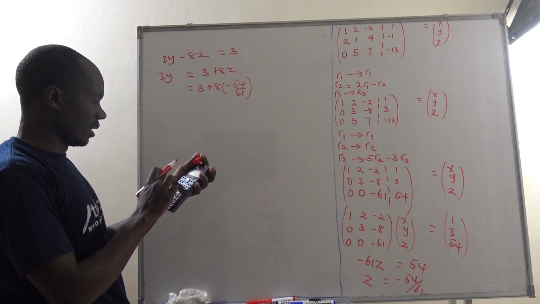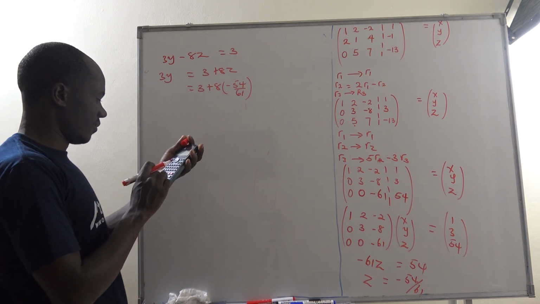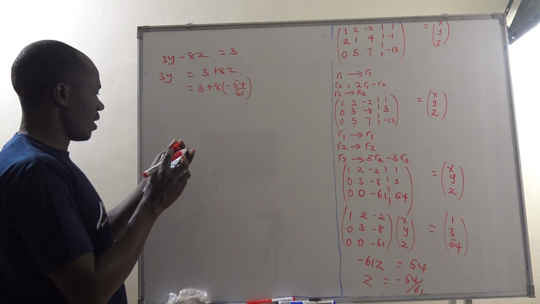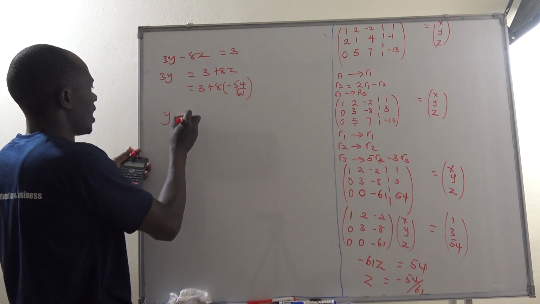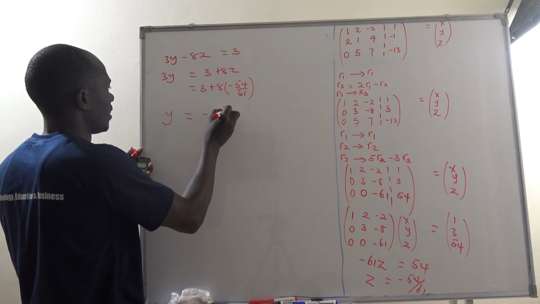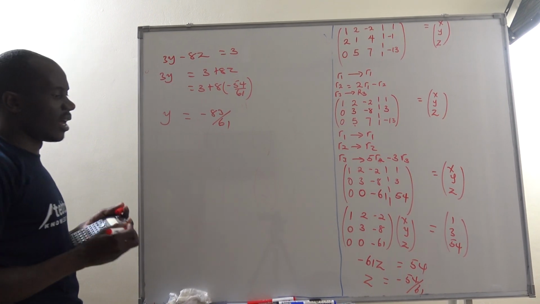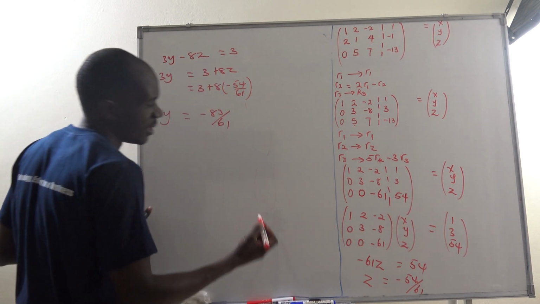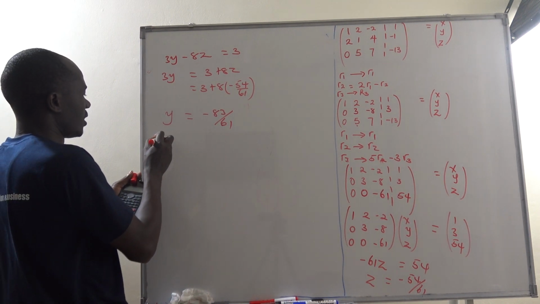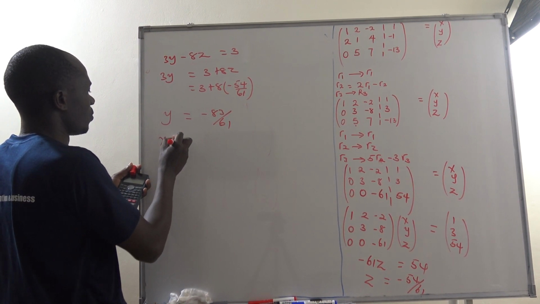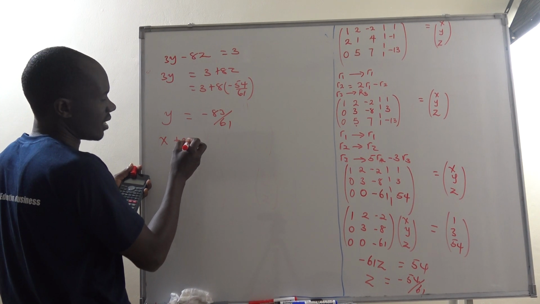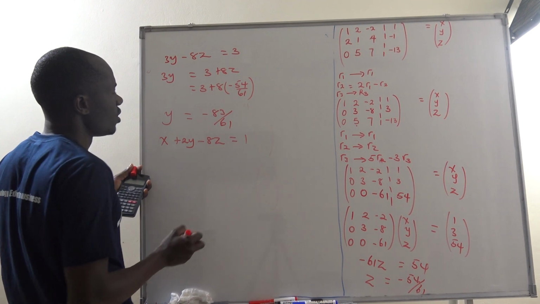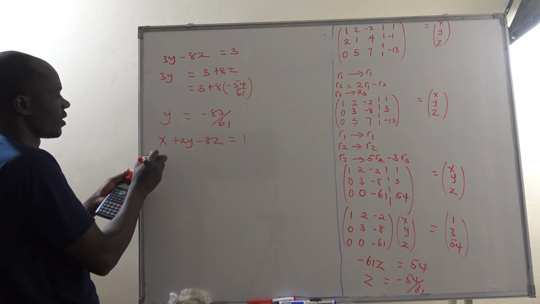So we are getting, again divided by 3. So after doing that, we are getting the y alone as negative 83 out of 61. Then after getting the value of y, you go back and multiply to get the value of the remaining one. So 1 times x, we are getting x plus 2y minus 8z, the whole thing equals 1. So we have resubstituted to get the value of x.